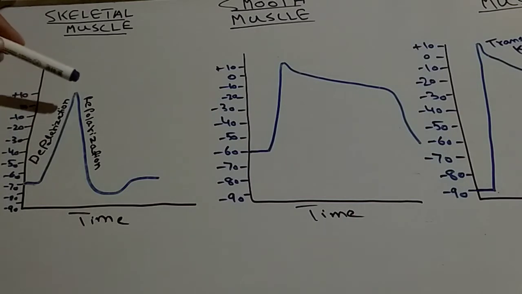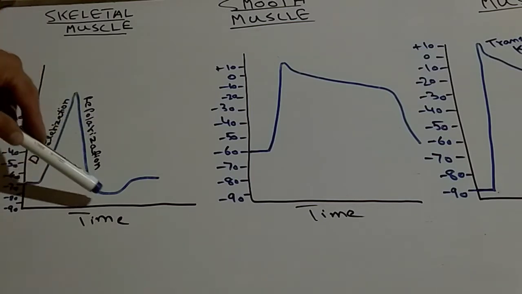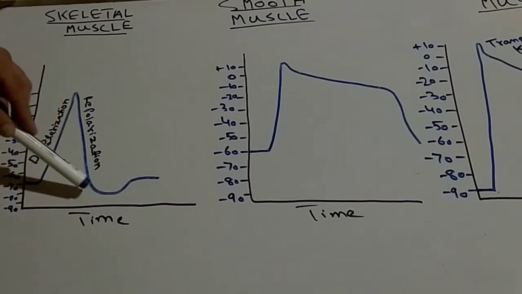Now the phase of repolarization comes, and how does repolarization occur? Repolarization occurs when potassium ions efflux from the cell into the ECF. Now you can see that this line is coming down, and when it comes here, you can observe a further decrease in the curve. Now why is there this further decrease in the curve?